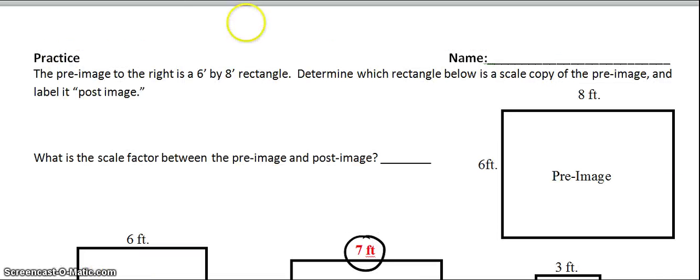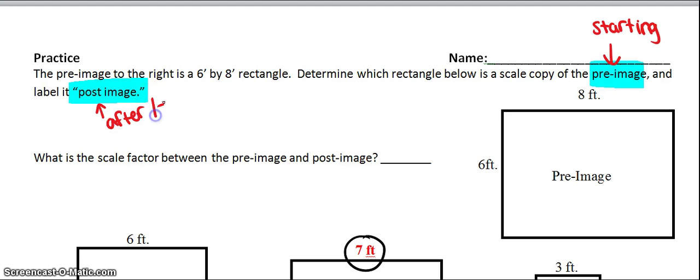Okay, also I want to just highlight a couple words you need to know. Those words are pre-image and post-image. Pre means before. Post means after. So pre-image means your before image or your starting drawing. And post-image means after or ending. So this is the before, this is the after.